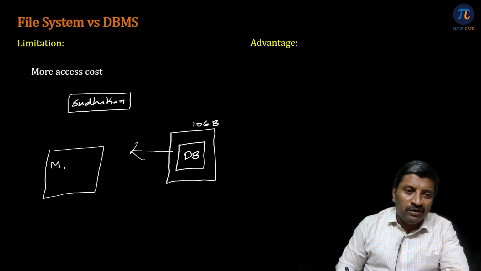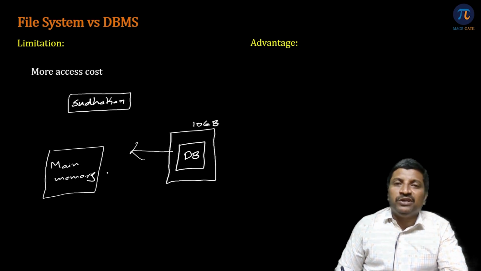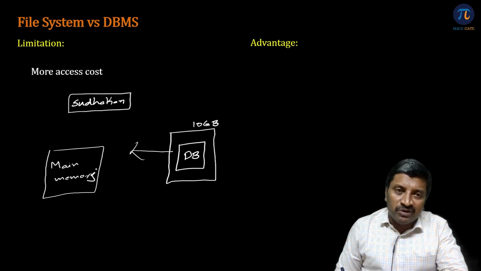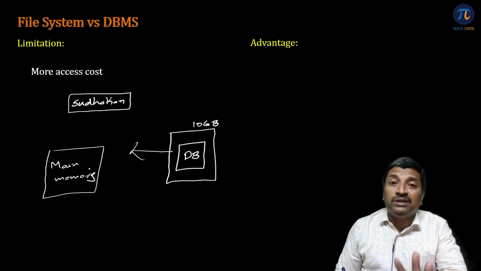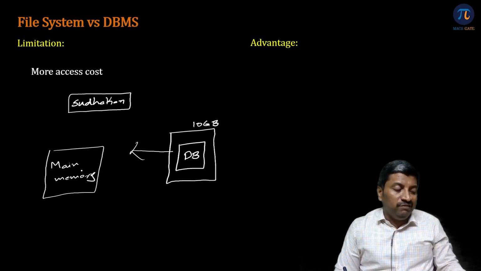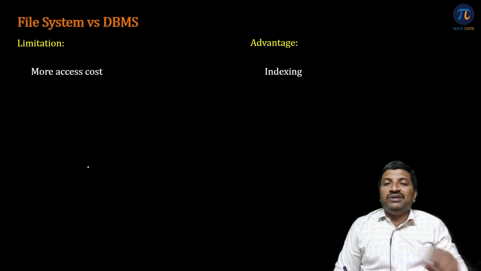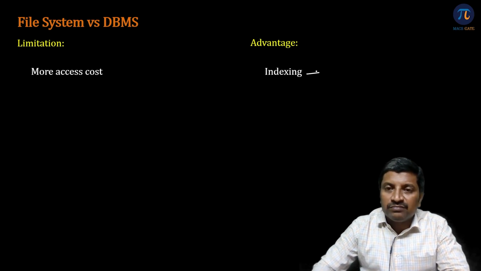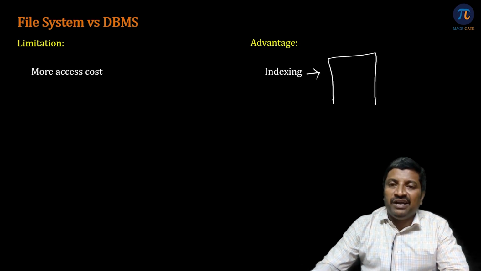I need to bring the entire data to main memory, which is very costly, to bring all those pages or blocks from the secondary device to main memory. Then only I can access it by using main memory. But instead of that, if we use DBMS, we have a concept of indexing. The indexing will mainly give the details of the file where the details of Sudhakar were saved.